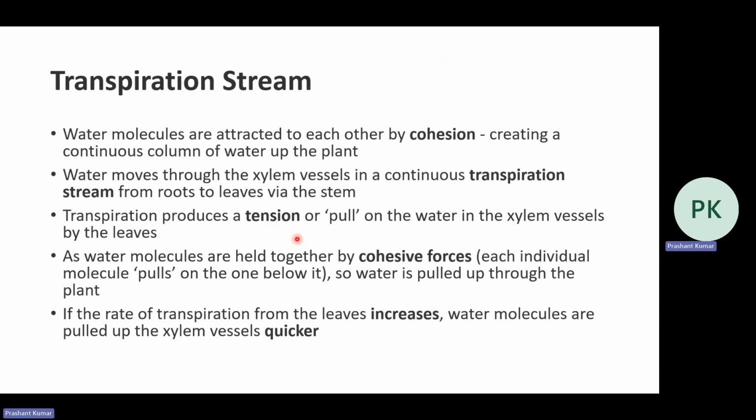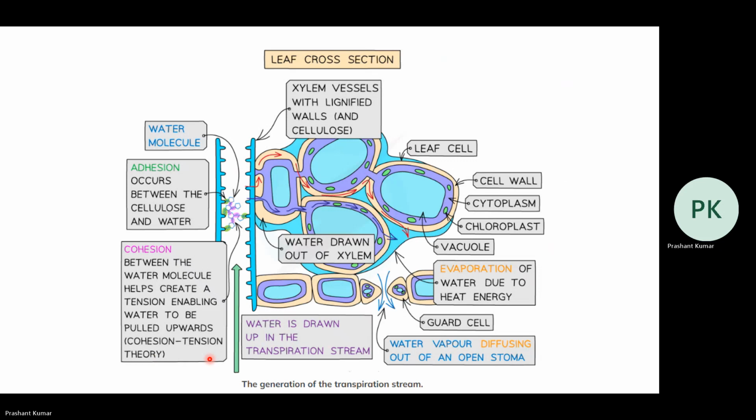Transpiration produces a tension, a pull on the water in the xylem vessels to go up the leaf. As water molecules are held together by cohesive force, water is pulled up through the plants very easily because there are some collective forces working here. So if the rate of transpiration from the leaf increases, water molecules are pulled up the xylem vessels even faster because transpiration is faster, right?